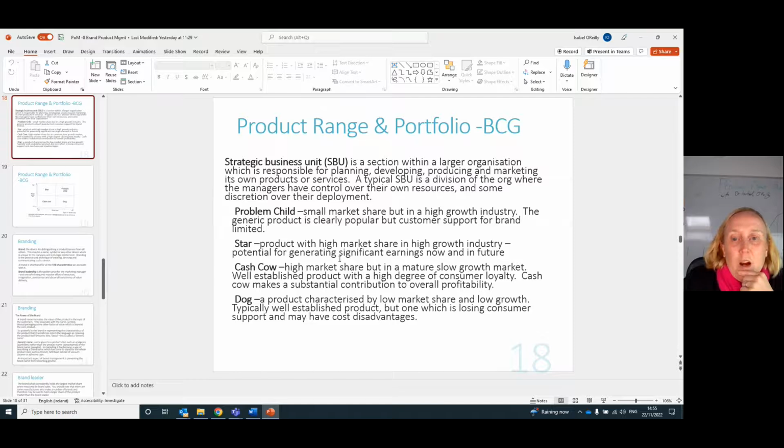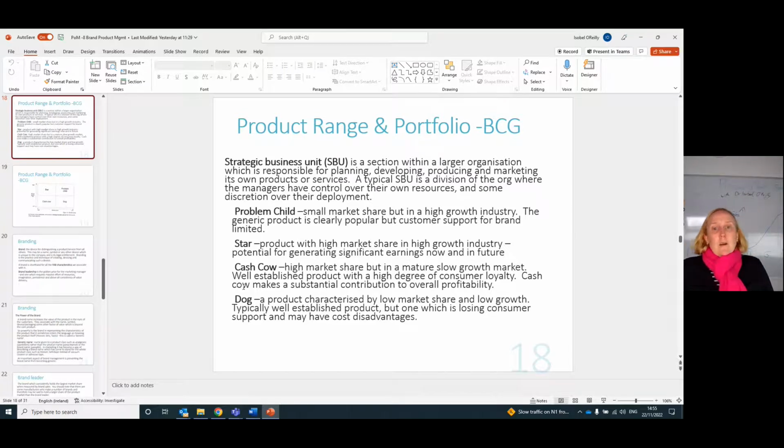The star is a product with high market share in a high growth industry, potential for generating significant earnings now and in the future. And then the cash cow. The all stars will, if they're on the market long enough, turn into cash cows. High market share, but in a mature, slow growth market, well-established products, typically with a high degree of customer loyalty, and the cash cow makes a substantial contribution to overall profitability. And therefore, it's the cash cow that pays for the R&D of anything that hasn't yet been launched.